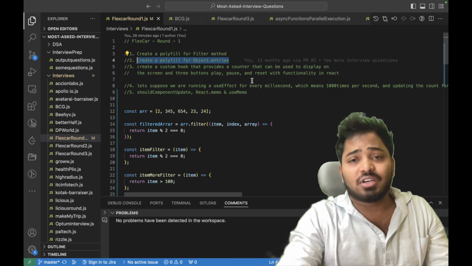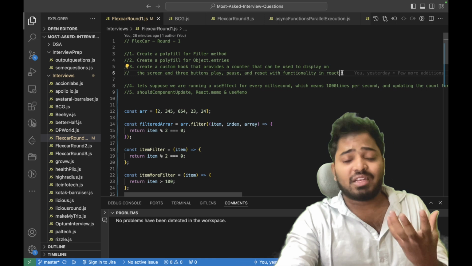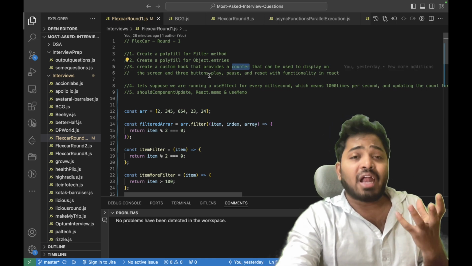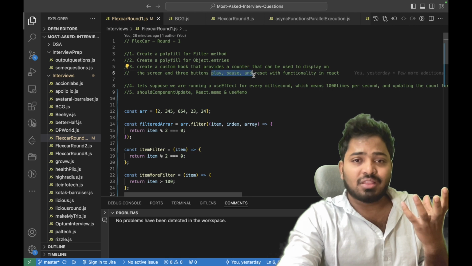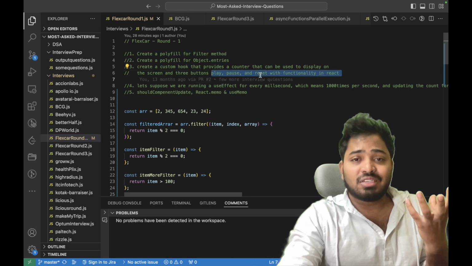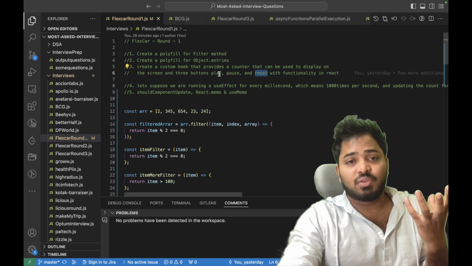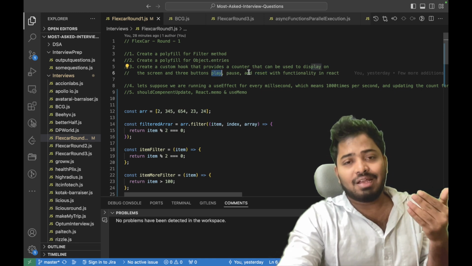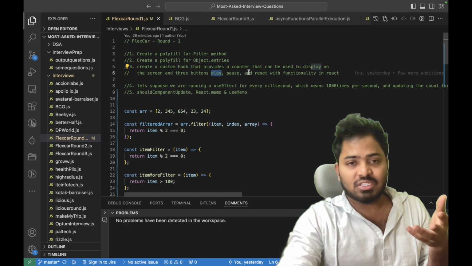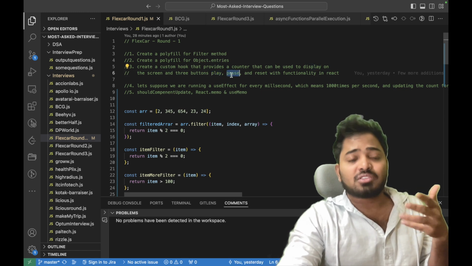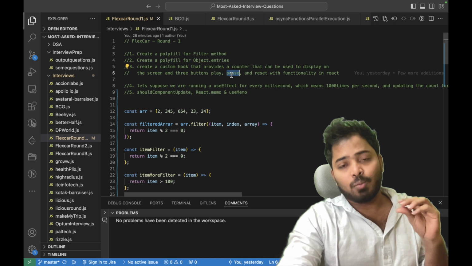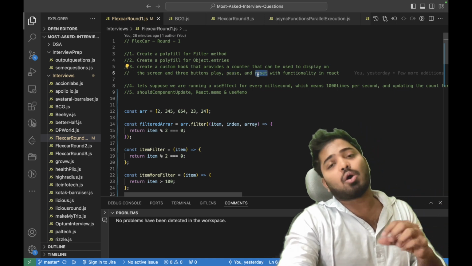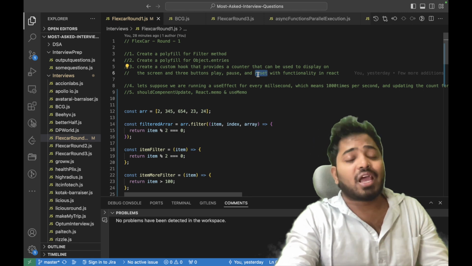Later, the interviewer asked me to create a React application which will display a counter. There will be three buttons within the application: play, pause, and reset, with their functionalities. When the user presses play, the counter should increase every 1 second. When the user presses pause, the counter should pause at that point. And when the user presses the reset button, the counter should reset to zero again.